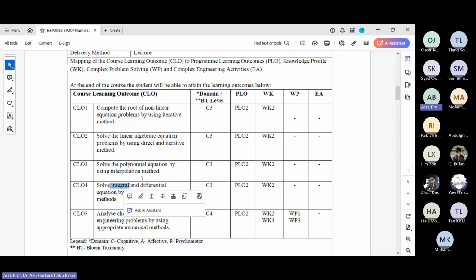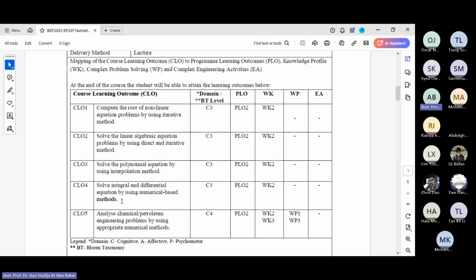CLO4, the integral and differential equation. Integral here we have trapezoid, both Simpson's, Romberg, unequal segments. Then differential we have the forward, backward, centered. Euler's is under differential equation, the ODE. So those are the topics covered in the final exam.